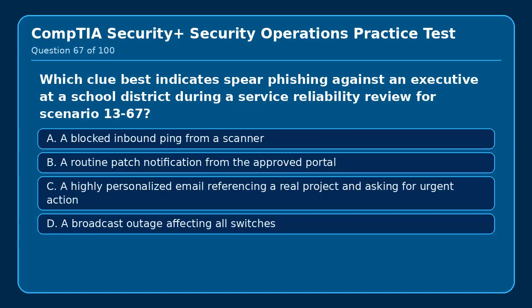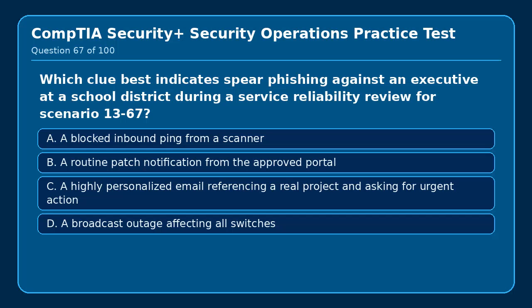Question 69. If employees at a cloud startup receive text messages linking to a fake payroll login, which threat vector is being used for the next maintenance window for scenario 13 to 69? A. War driving. B. Smishing. C. Password salting. D. VLAN hopping. Take a moment to choose your answer.